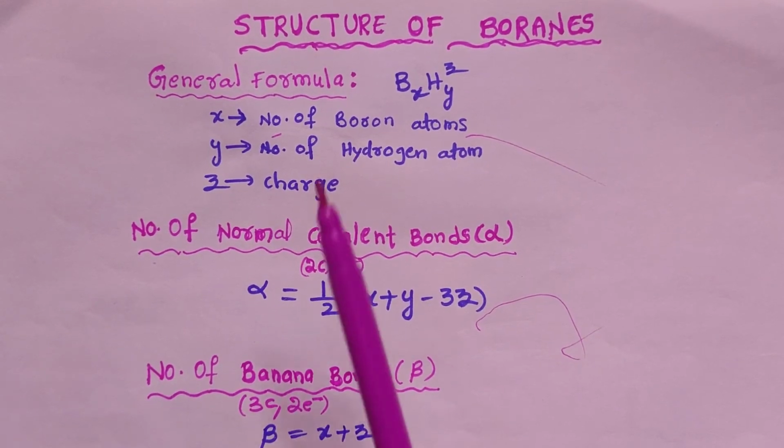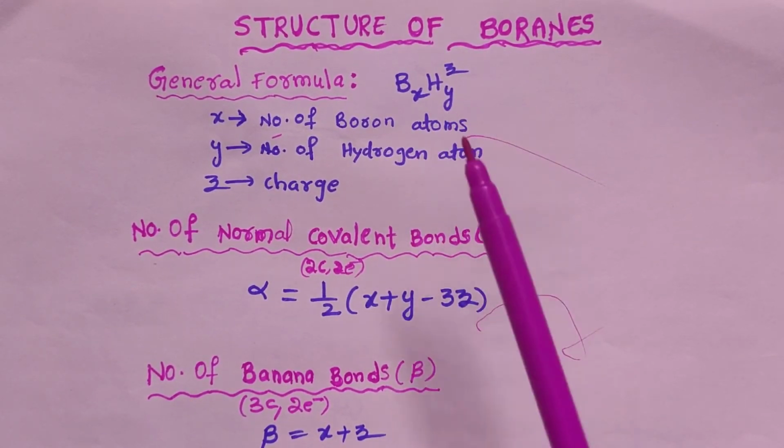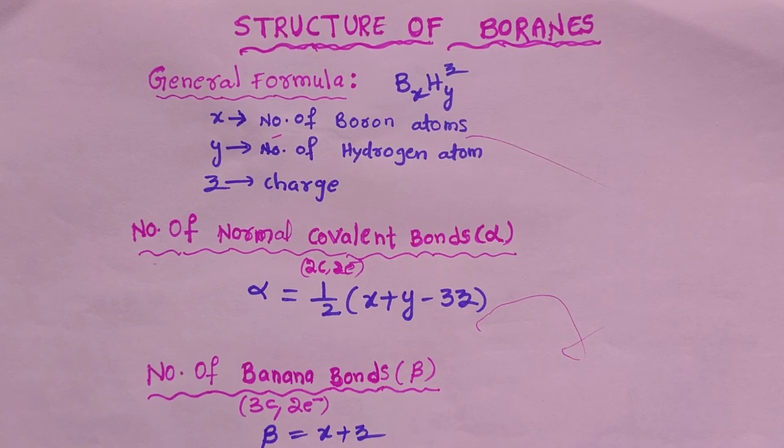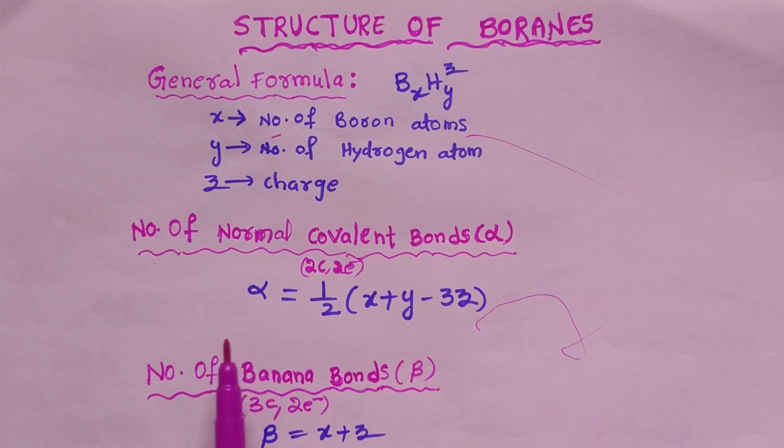So if this is the formula of the boranes, now we can calculate the number of normal covalent bonds, that is alpha, and the number of banana bonds or tau bonds, that means 3-centered 2-electron bonds, by using these equations. Normal covalent bond is also known as the 2-centered 2-electron bond. Here we indicate this as alpha, and this can be calculated by this equation.